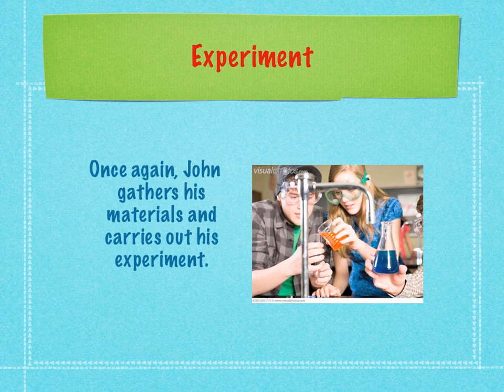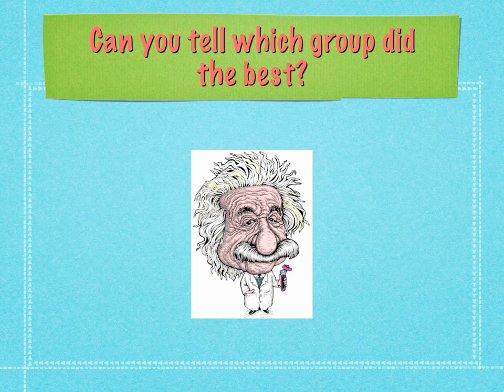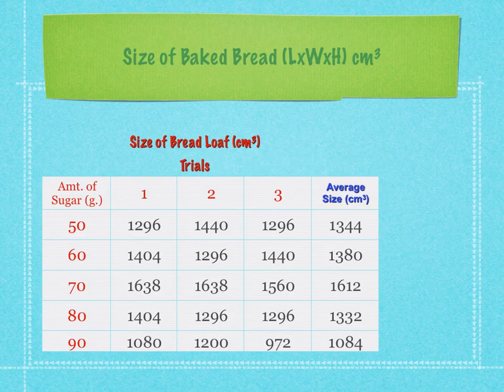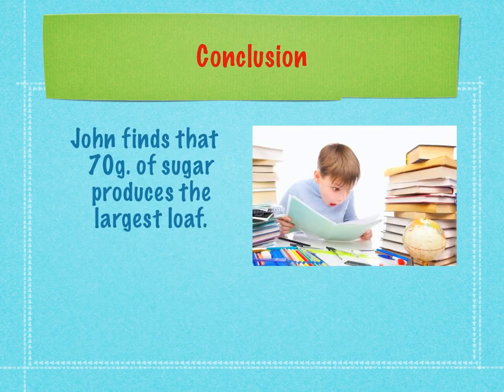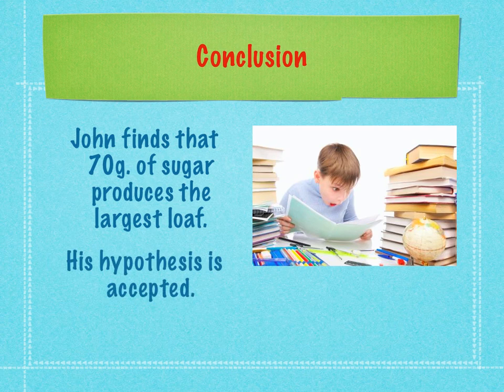He does the same thing again, collects his materials, carries out the experiment, and the results are as follows. And again, as you can see, 50 grams looked like it worked the best the first time around. But in fact, when he narrowed that area between 50 to 90 grams of sugar, it's actually the 70 grams of sugar that works the best. So, as I said, John finds that 70 grams of sugar produces the largest loaf, and his hypothesis is accepted.